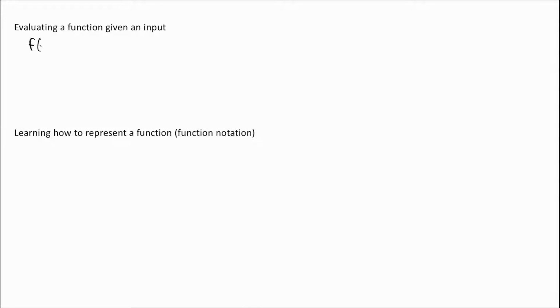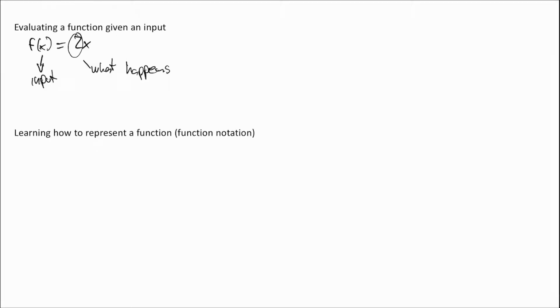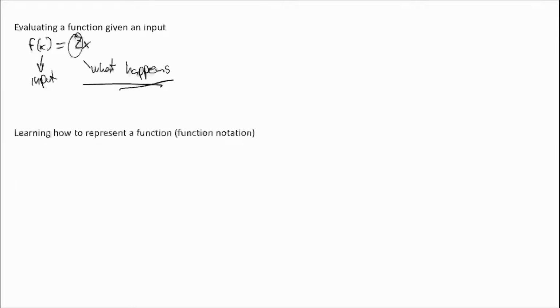Let's say I have a function f of x equals 2x. I want to evaluate this given an input. Well, this value is my input, and then this number here is what happens. So going back to my black box to understand this, the x from my f of x here is my input, and this 2 here is my black box. It's what's happening inside. It's just a different way to express this.